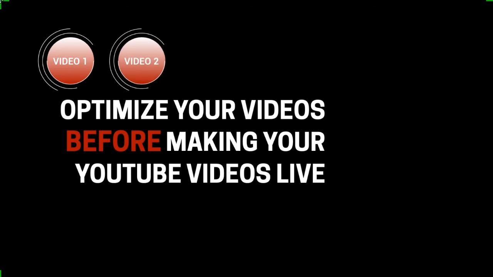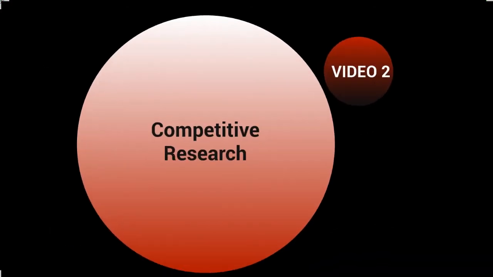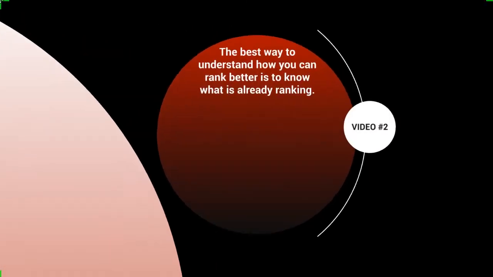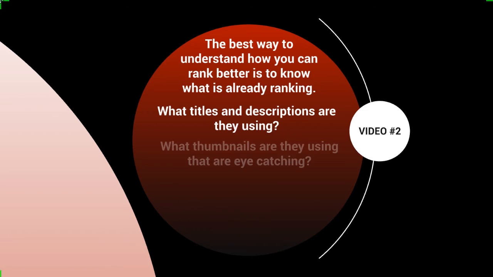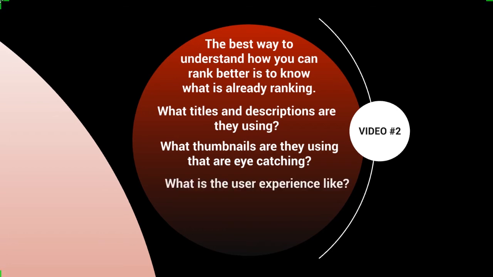Hello and welcome back. This is video number 2. So let's talk about competitive research. You see, the best way to understand how you can rank better is to know what is already ranking in your niche or your market. So what we want to do here is analyze the videos that are on top. And I want you to specifically look at what titles and descriptions they are using, what thumbnails they are using that are eye-catching, and what the user experience is like when you click through those videos.